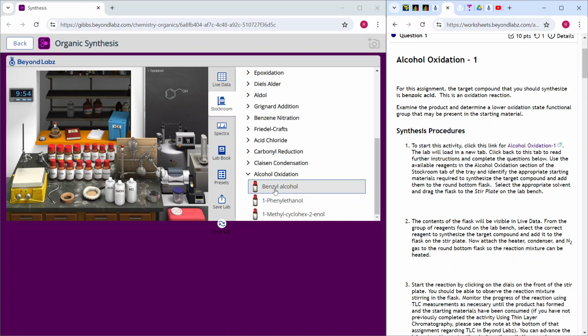So my reactants are going to be the benzyl alcohol. Anything that I choose here is going to appear on the blackboard. So I'm going to choose the benzyl alcohol. The moment I choose the benzyl alcohol, it's going to immediately go into the flask.